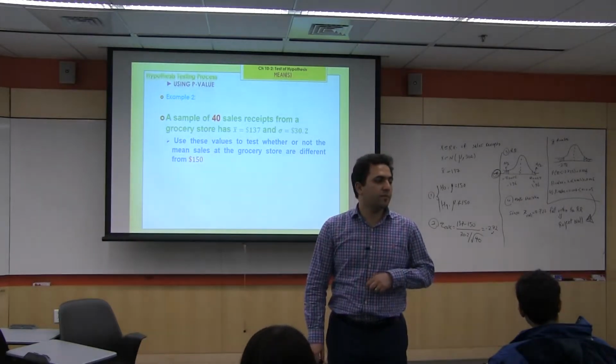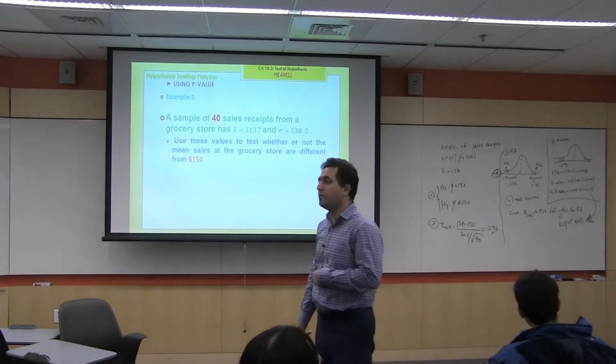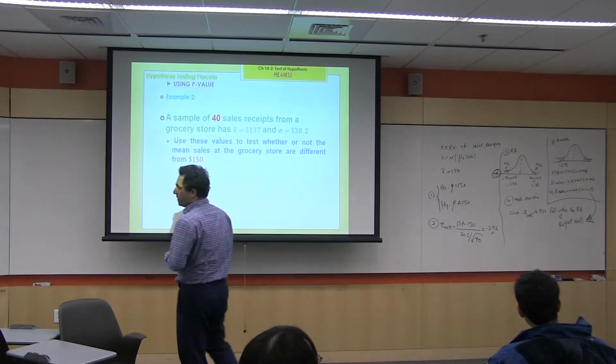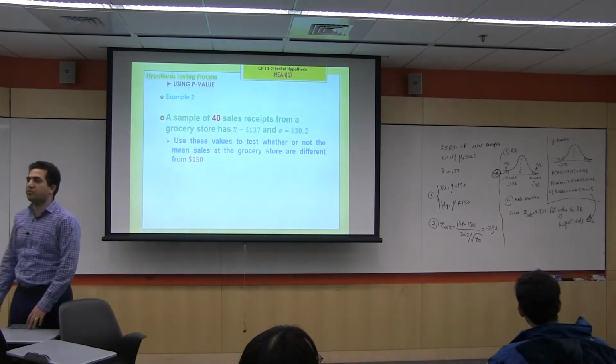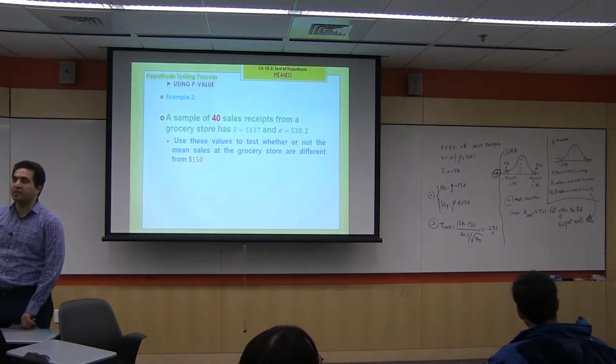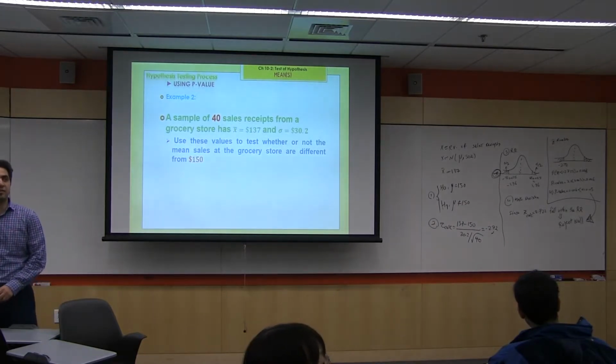So from now on, you have to be able to solve all of these examples using both methods, the rejection region method as well as the p-value method.